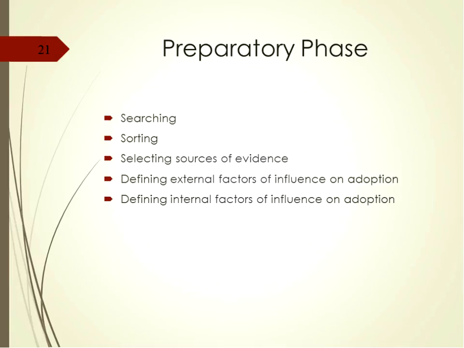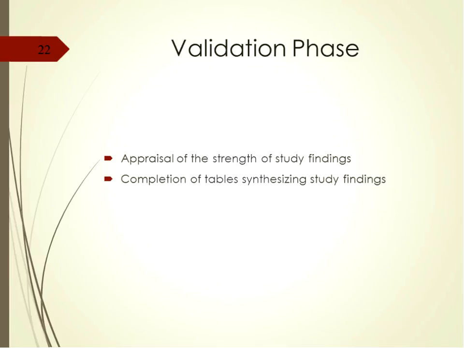Also, define the external factors influencing innovation adoption. Factors may include accrediting organizations, professional associations, specialty organizations, and third-party payers. Define the internal factors of influence on adoption, such as patient population, nursing staff members, nursing leadership, members of the interdisciplinary health team, board members of an agency, and financial resources.